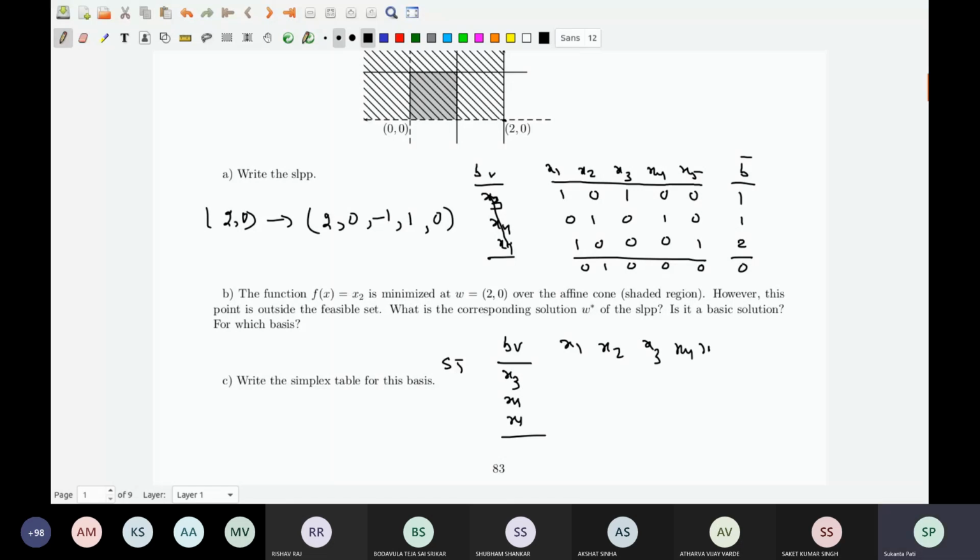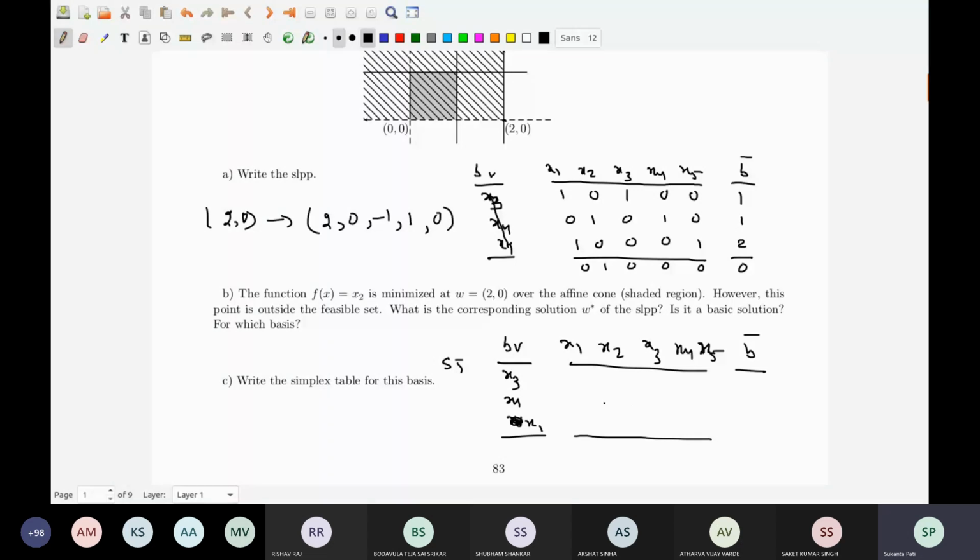and I have to transform the column below x3 to, that is fine. The column below x4 to 0 1 0, which is fine. And this is x1. Let me write, this is x1. Okay, this one is x4, the middle one. And the column below x1 has to be converted to E3.